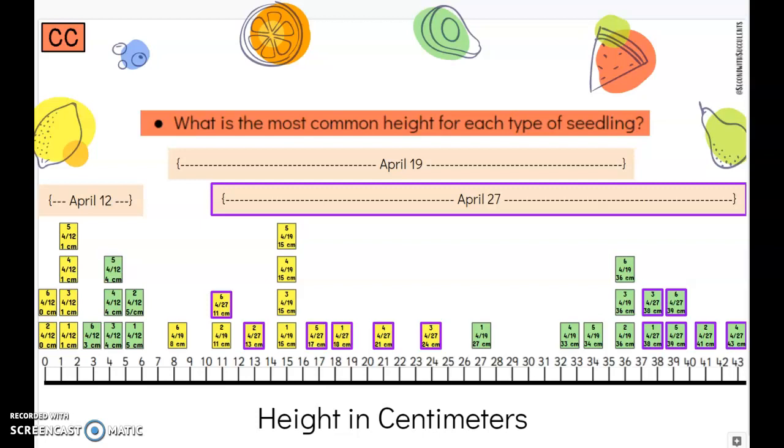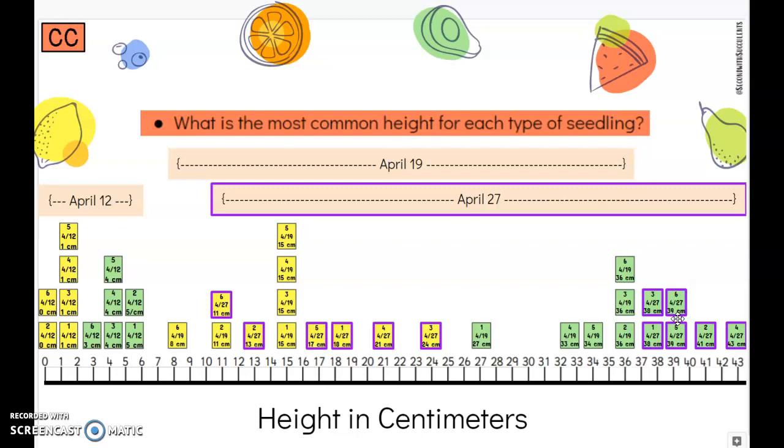Show a connection if you think you know what the most common pea seedling height is. Were you thinking 38 centimeters? Give me a thumbs up if that's the number you were thinking. Was anybody thinking 39 centimeters? Give me a thumbs up if that's what you thought.